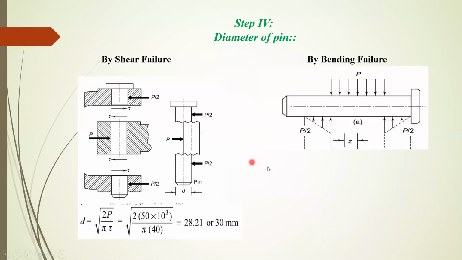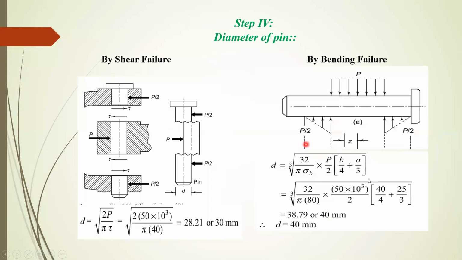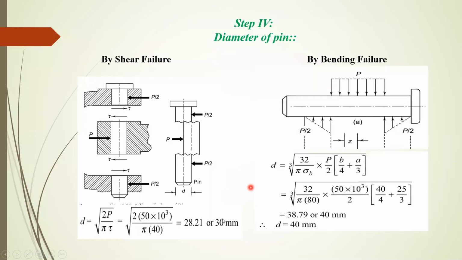Again, for the bending failure, we have derived this formula. So the diameter of the pin by the bending failure, by this diagram, is 38.79, which is again 40. So we have to select the larger diameter among these two. By shear it is 30 and by bending it is 40, so we will select the diameter 40 mm.